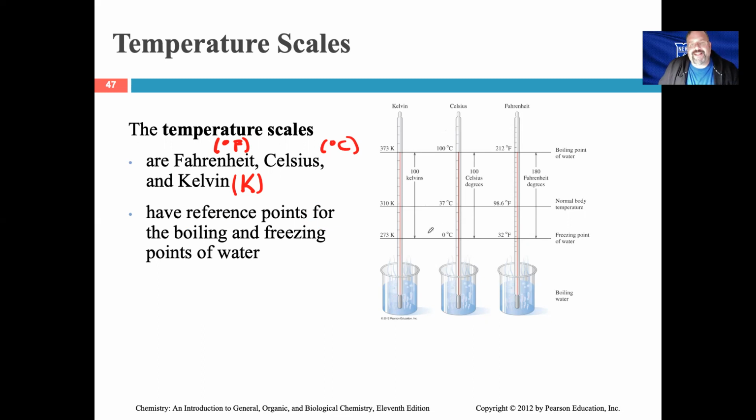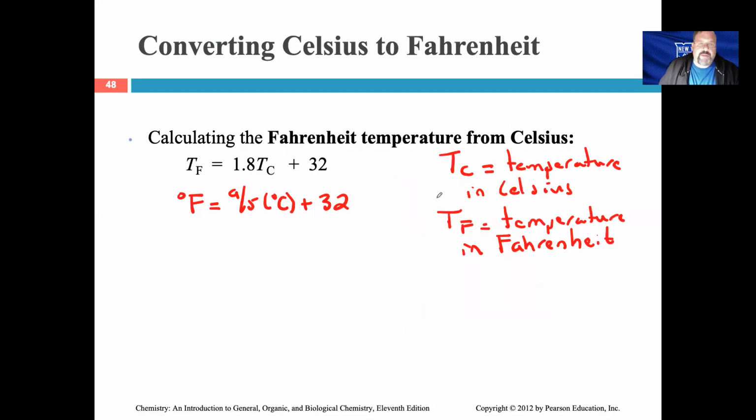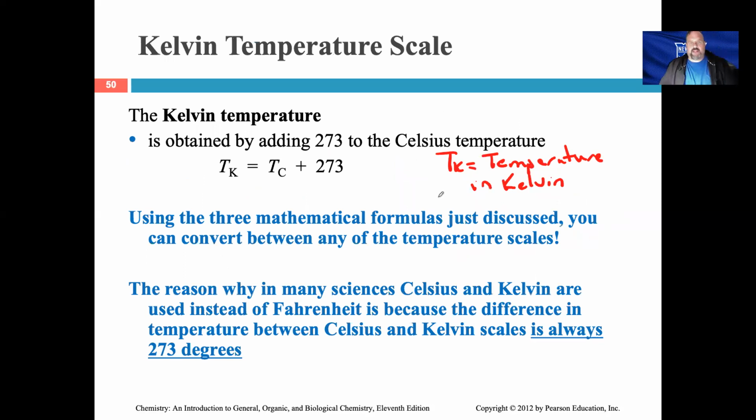The point is that the difference between Celsius and Kelvin is always the same: 273, 273, 273. The difference between Celsius and Fahrenheit is not always the same. The difference between Kelvin and Fahrenheit is not always the same. And because the difference between Celsius and Kelvin is always the same, that's why in most sciences, they are the preferred units used for temperature.